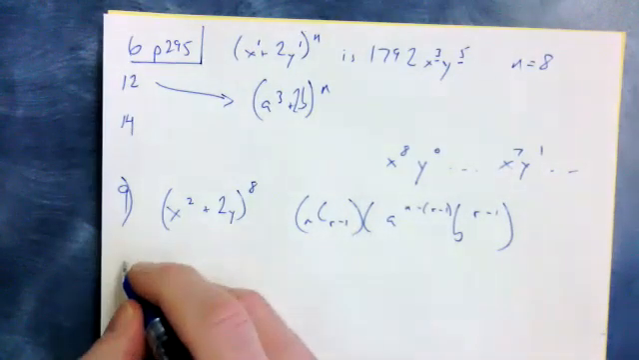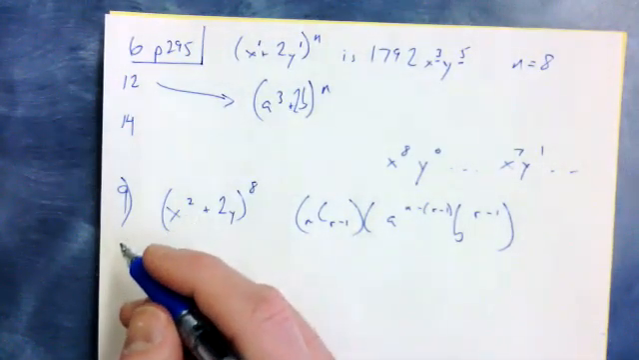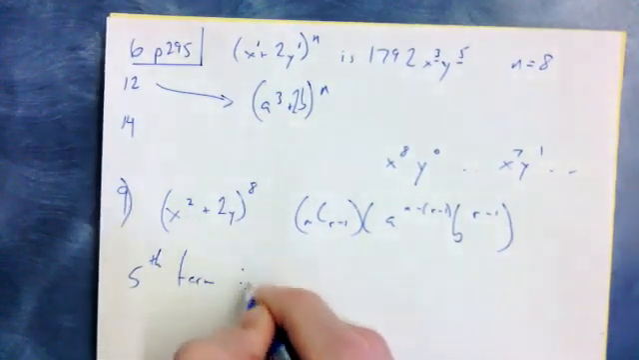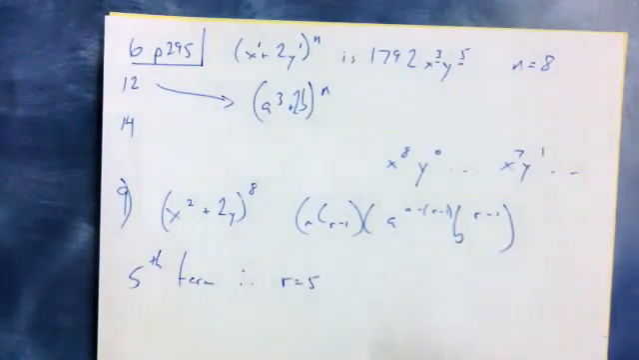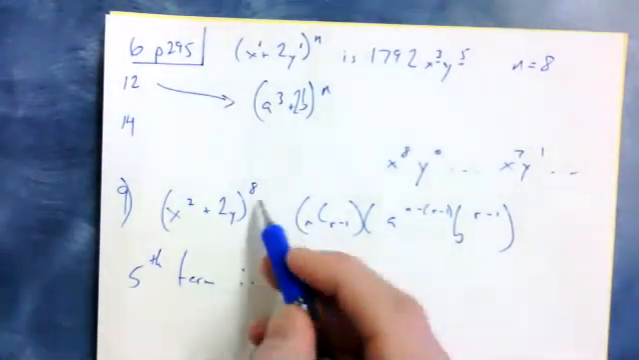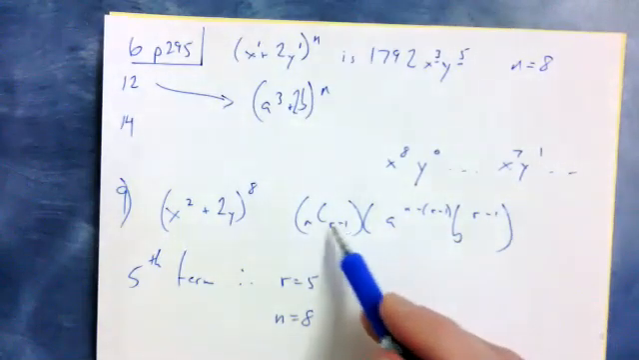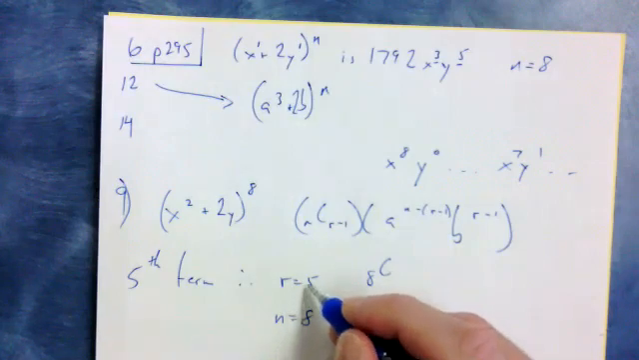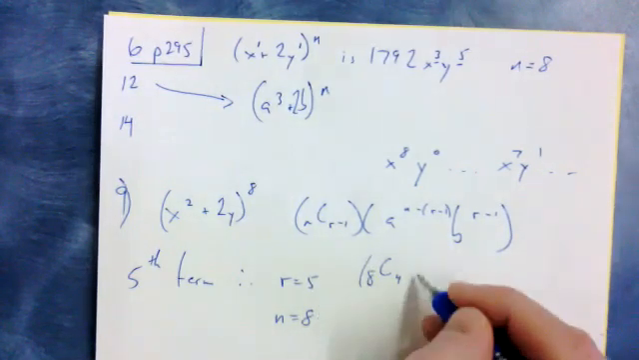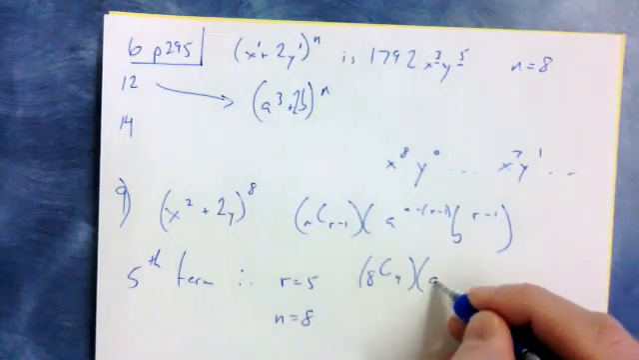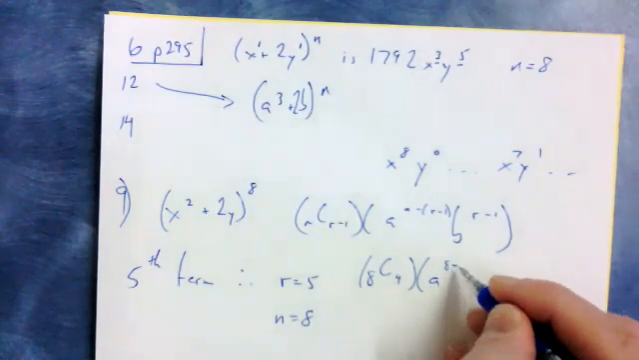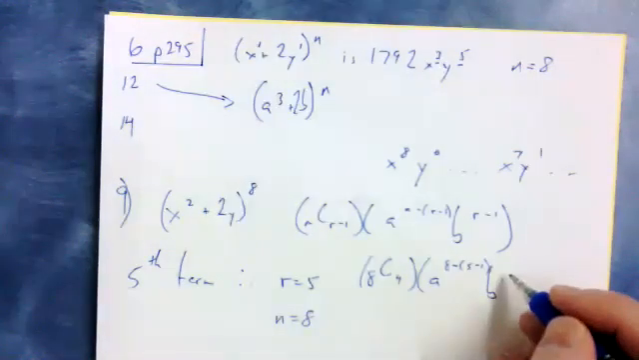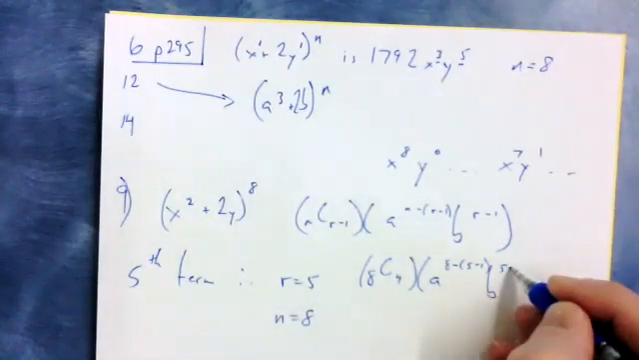And so it's asking for the fifth term, therefore r equals 5. We know that n equals 8. So we're just gonna plug stuff into these bad boys. So n is 8, so it's 8C, r is 5, 5 minus 1 is 4. Didn't even need a calculator for that. a to the n minus r minus 1, which is 8 minus 5 minus 1. b to the r, which is 5, 5 minus 1.